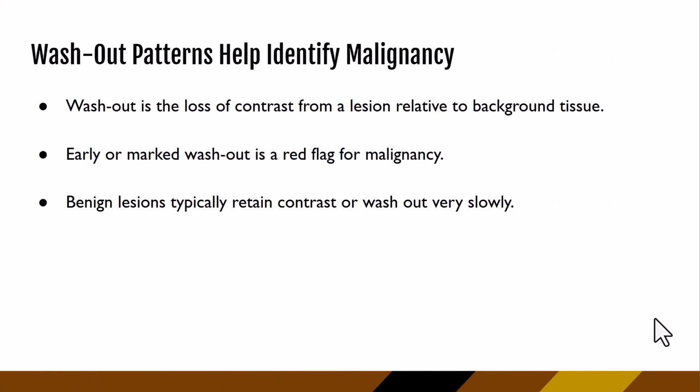And washout, again, is just as important as wash in. This is going to refer to how quickly the lesion loses its contrast. So a lesion that lights up early and then fades before the surrounding liver parenchyma is often suspicious for cancer. The degree and the timing of the washout are key. So early and marked washout is more suggestive of a malignancy, whereas benign lesions tend to enhance longer and then wash out later, or sometimes not even at all.